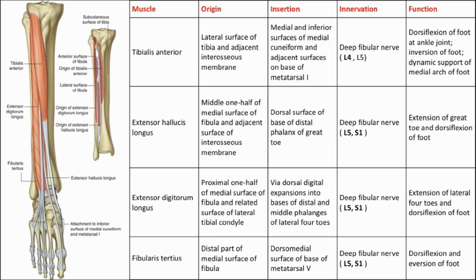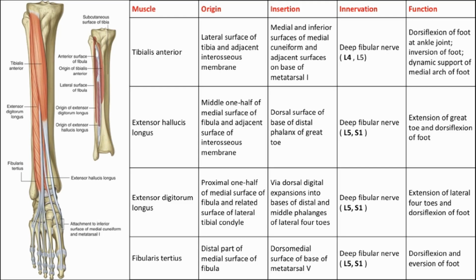Like all of them in the anterior compartment, it's innervated by the deep fibular nerve. Then we have, same thing like in the posterior compartment where we had the flexor digitorum longus, now we have the extensor digitorum longus, which is the most posterior and lateral of the muscles in the anterior compartment, and it extends the digits.